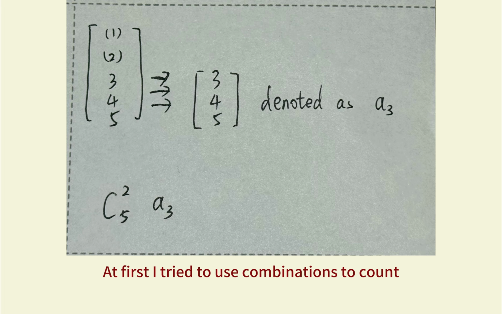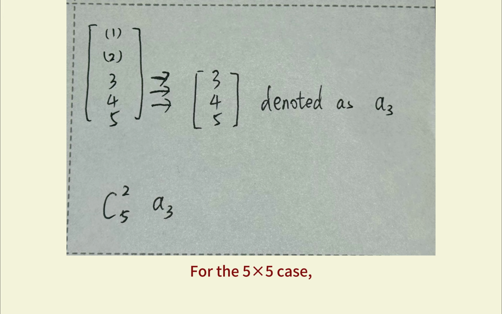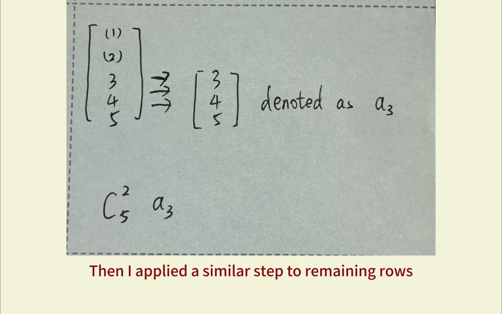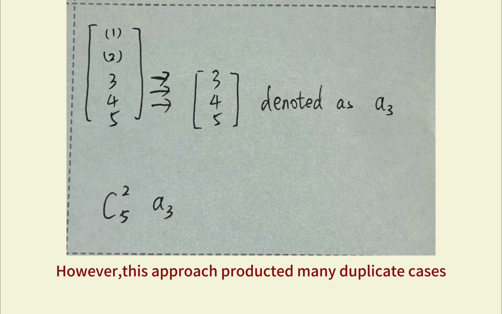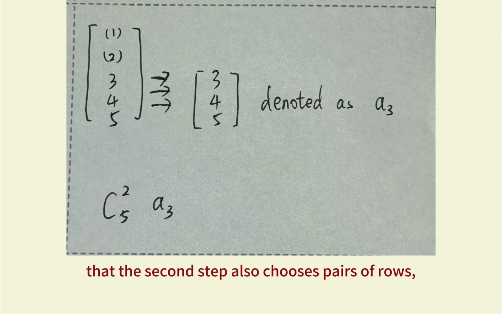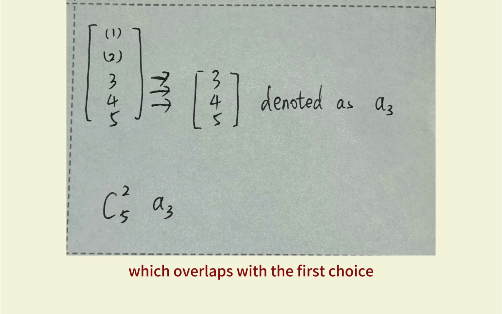At first, I tried to choose combinations to count. For the 5x5 case, I used 5 choose 2 to choose a pair of rows to swap. Then I applied a similar step to the remaining rows. However, this approach produces many duplicate cases. The reason is that the second step also chooses pairs of rows, which overlaps with the first choice. To set up a better recursion, I changed the first step.